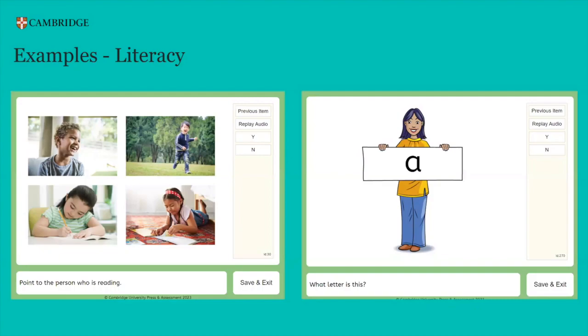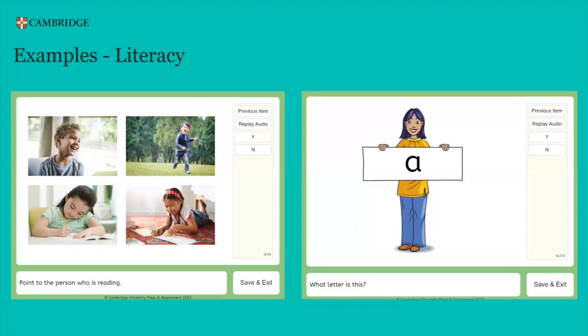On the right-hand side, we also want to know whether children know their letters. Some children start school not knowing any letters at all. Some children know some, and some children know quite a lot. So we put a letter up on the screen and say, what letter is this? And it doesn't matter whether they say the letter name or the letter sound. What we want to know is whether they recognize that shape and whether it means something to them.